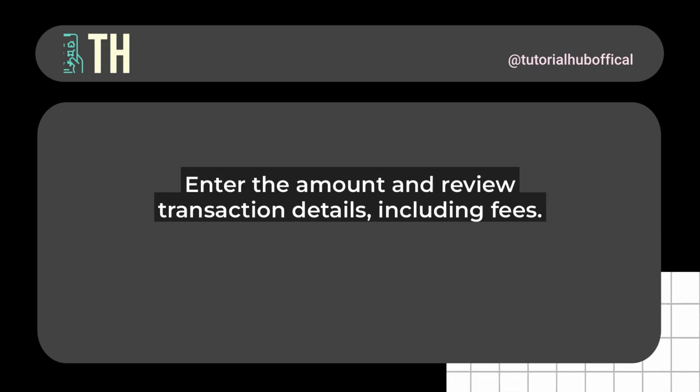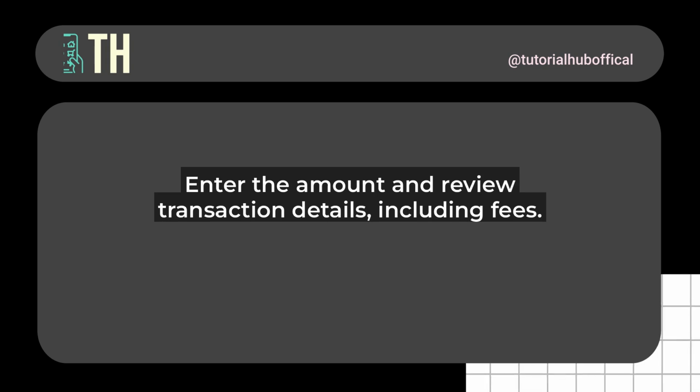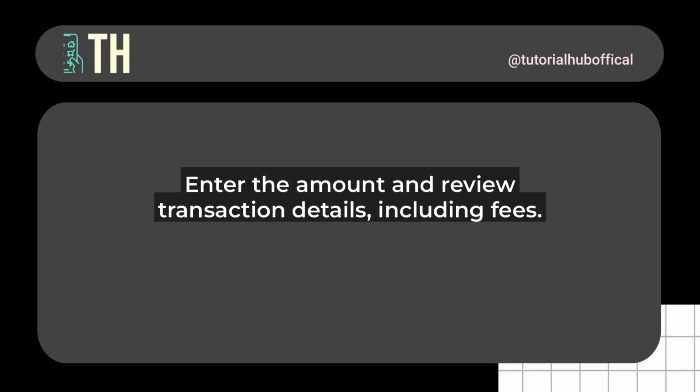Step 3. Paste the Robinhood deposit address into the To field in Trust Wallet. Double check that it's correct to prevent sending your tokens to the wrong place. Enter the amount of Chainlink you want to transfer, making sure you leave enough for any network fees.